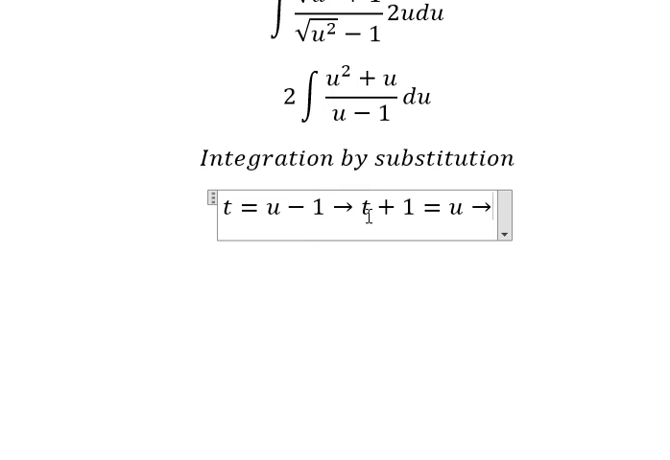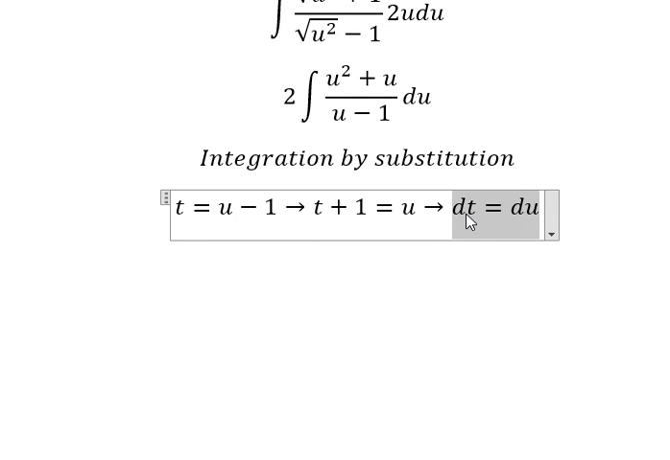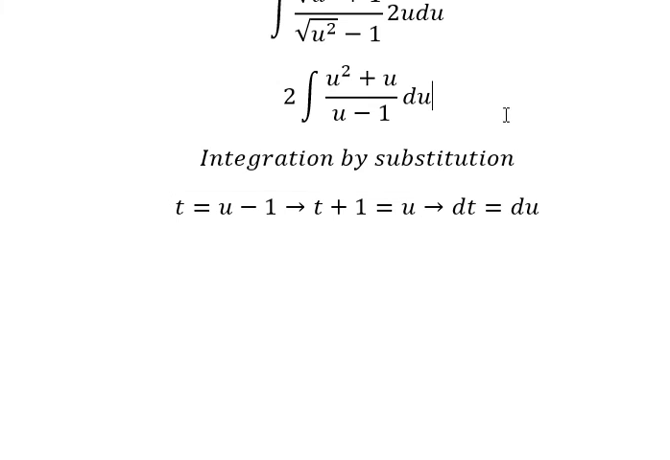Later, we first take the derivative of both sides. This one is the constant, so you get 0 in here. This one we have number 1. This one we have number 1. That way we have dt equals du.